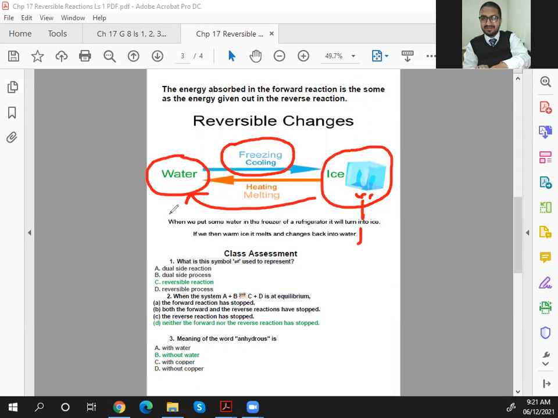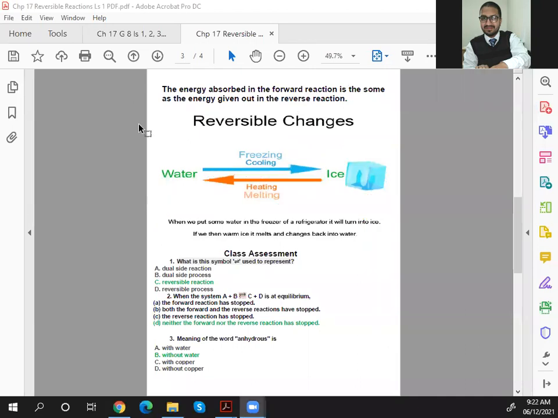Now let's see a little assessment for today's lesson. One by one, we're going to discuss all these multiple choices and their answers. Actually, I already gave the answer, otherwise I want this answer from you. So the first question is here. What is this symbol? You know very well. Used to represent, there are 4 options.